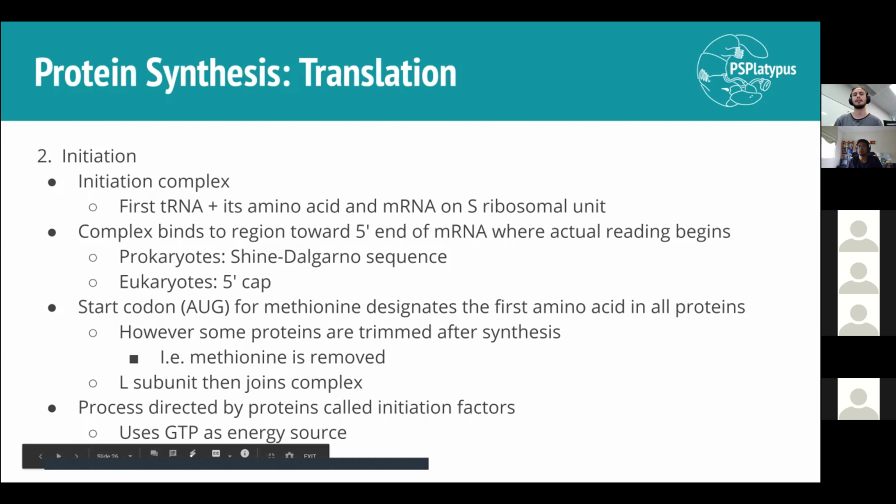And you have a process directed by things called initiation factors. And you use guanosine triphosphate to pay the energy for the process.